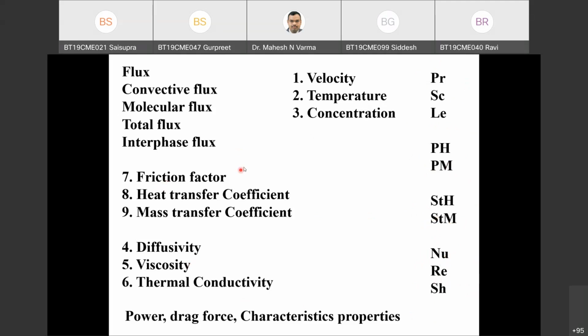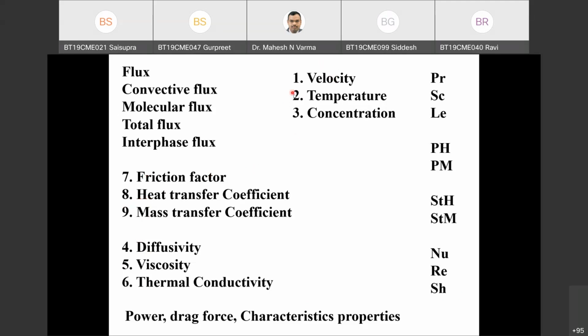Then in Newton's law of viscosity, we have discussed viscosity. Thermal conductivity is discussed in Fourier's law of heat conduction, and in Fick's law we have discussed diffusivity. Similarly, in the Fanning equation we have discussed the friction factor. Then in Newton's law of cooling we have discussed the heat transfer coefficient, and in the Slattery equation we have discussed the mass transfer coefficient.